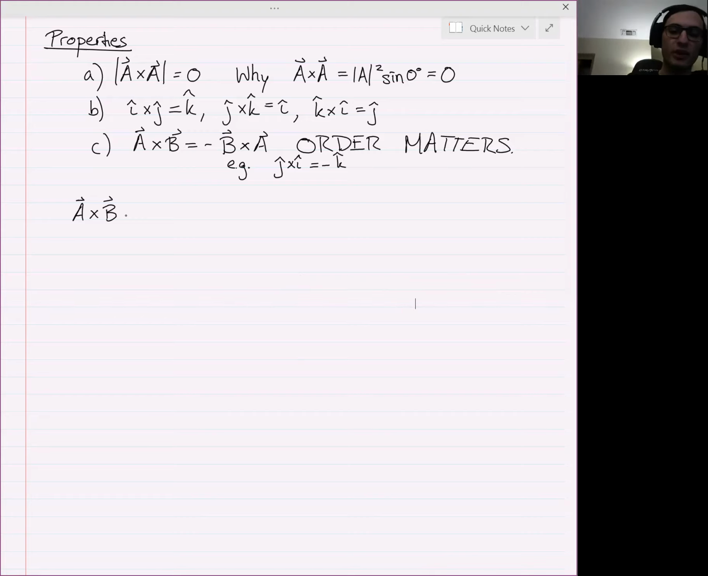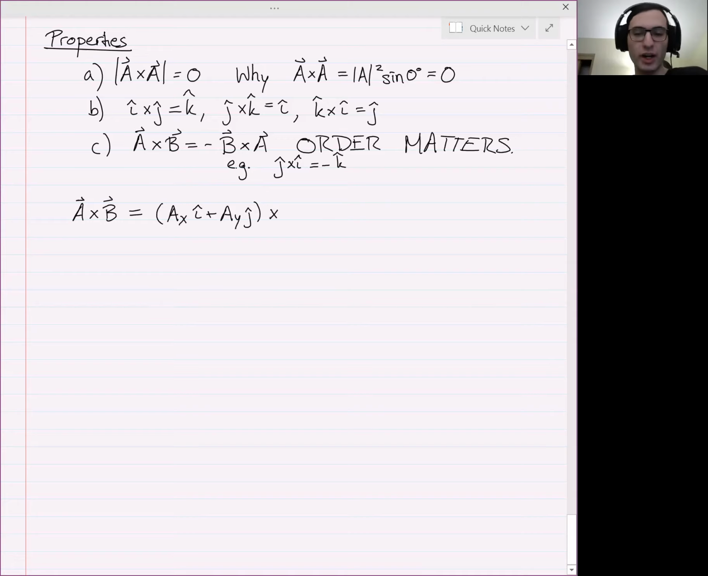So first, let's talk about what the cross product of these two vectors are. So it's ax in the I hat direction plus ay in the j hat direction. By the way, I'm again going to assume these are vectors just in the xy direction. You could do this with x, y, and z directions, but there'd be a lot of terms, and I don't want to write all of them.